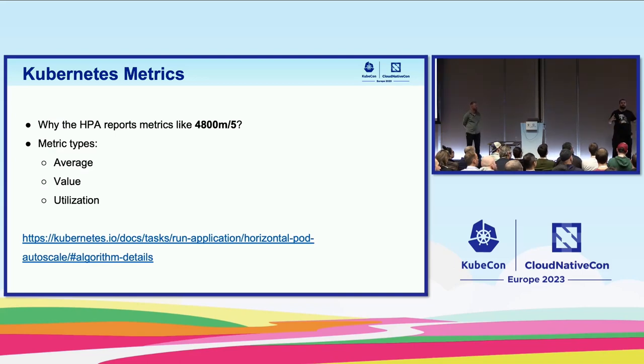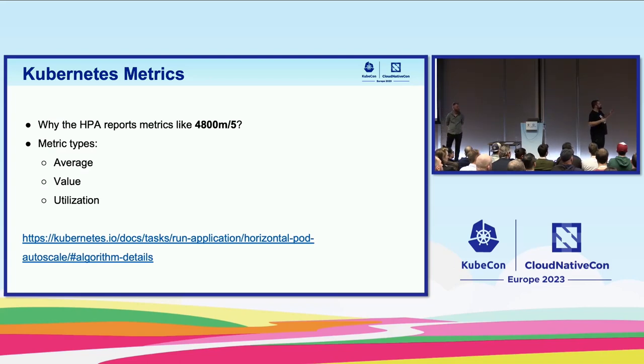We have the average type, which is the most obvious. It's like, okay, my pod can process 5 messages at once in parallel, so I want to have 5 messages on average per pod. So if I have 10 messages, I will have 2 pods. Easy to understand. The second one is value. Value is another formula, I don't remember exactly, but you have the link to the documentation where the specific formula is properly explained. It's another way to calculate, because maybe your workload needs another scaling approach than just the average.